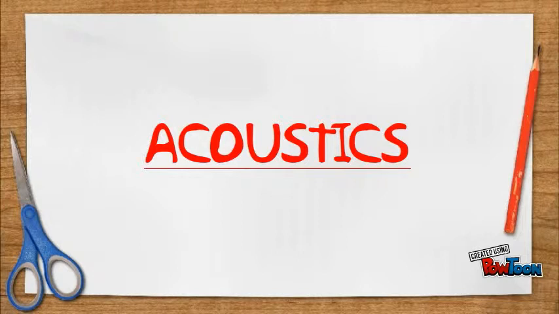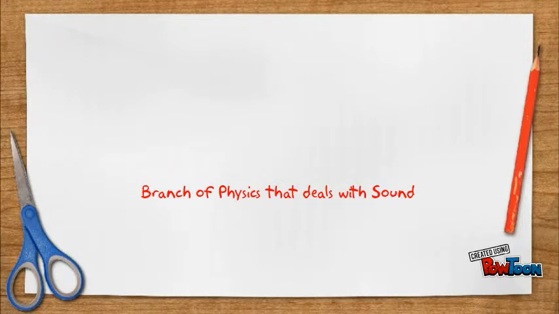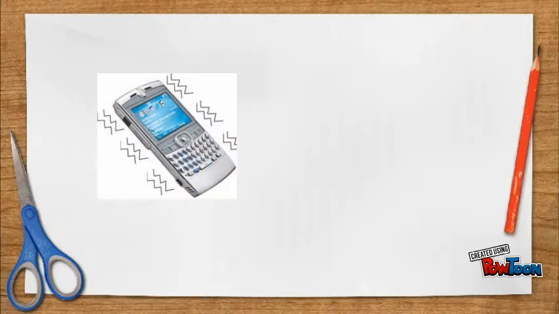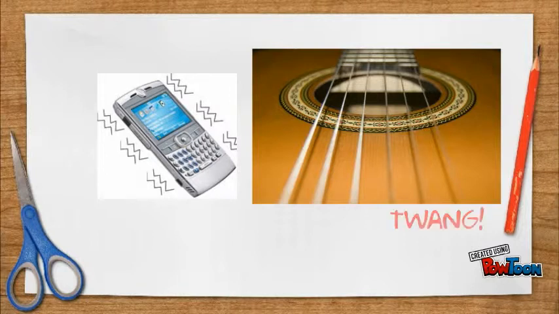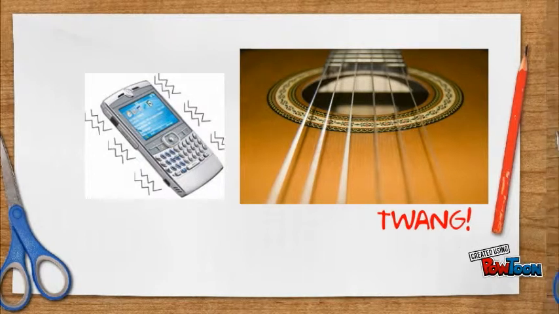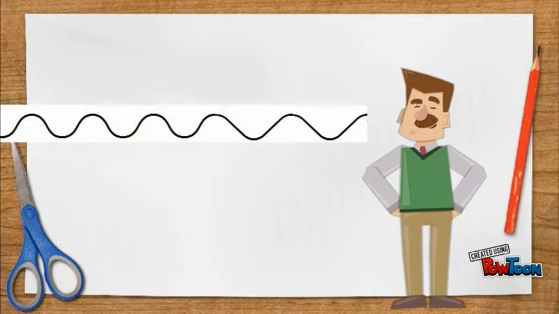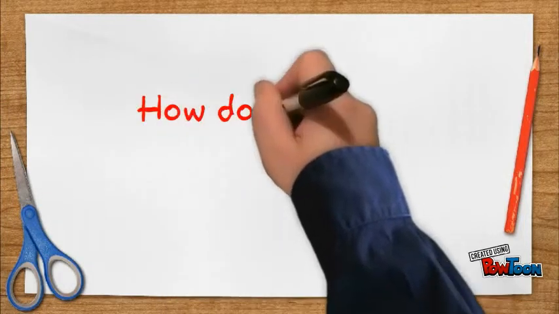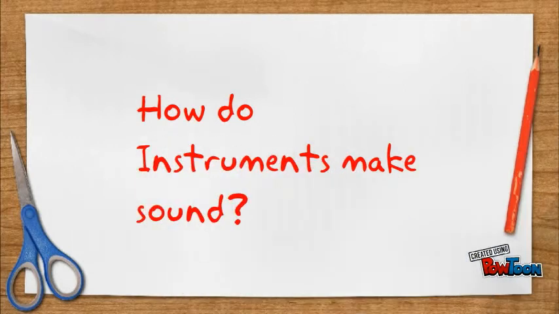Acoustics is a branch of physics that has to deal with the properties of sound. You see, all sound is caused by vibration. When you pluck a guitar string, the string vibrates, which causes waves to bounce through the air and into your ears. All instruments create and amplify vibrations in one way or another.